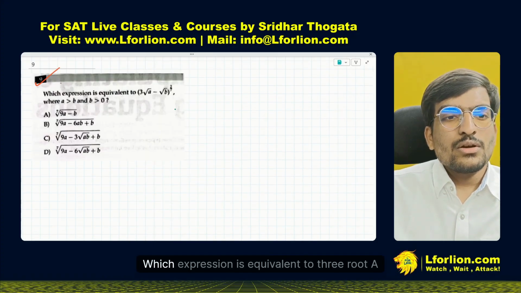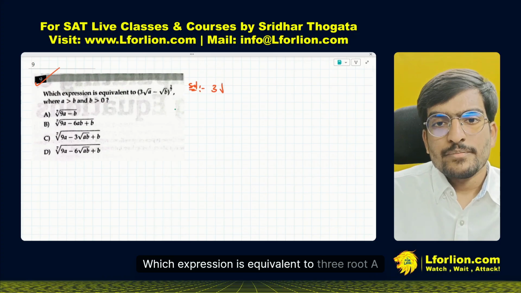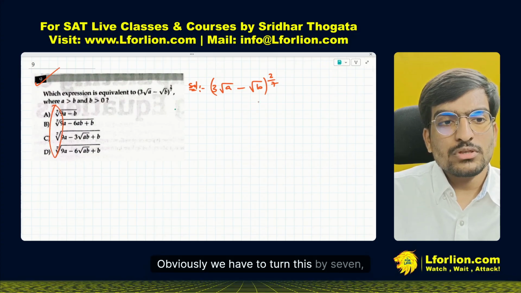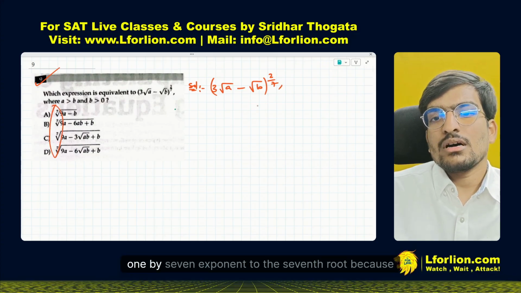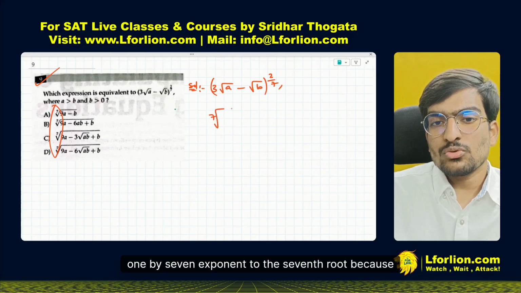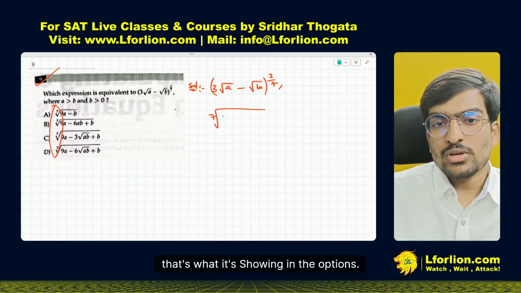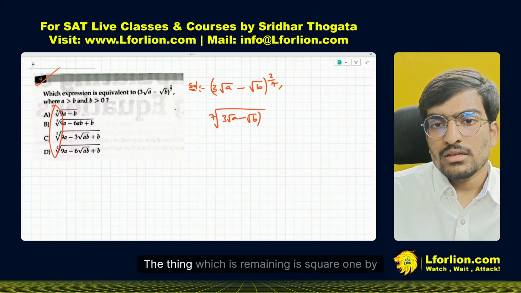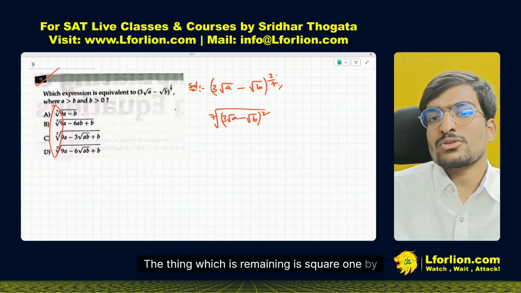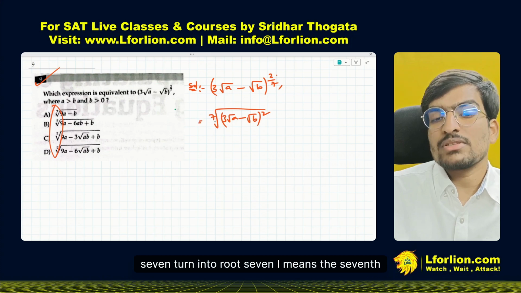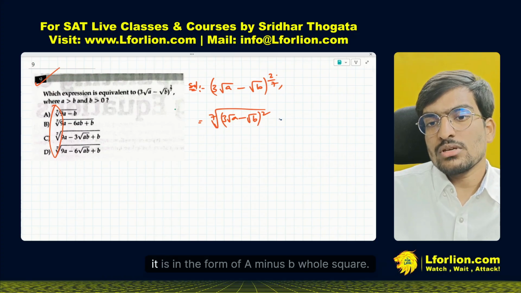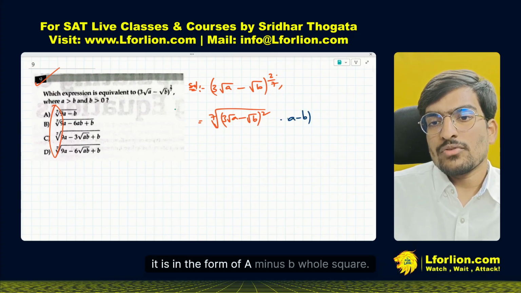Question 9, which expression is equivalent to the cube root of a minus root b, whole power 2 by 7? Obviously, we have to turn this 1 by 7 exponent into the 7th root, because that's what it's showing in the options. So 3 root a minus root b, the remaining part is the square. 1 by 7 turns into the 7th root. So now inside the 7th root, it is in the form of a minus b whole square.